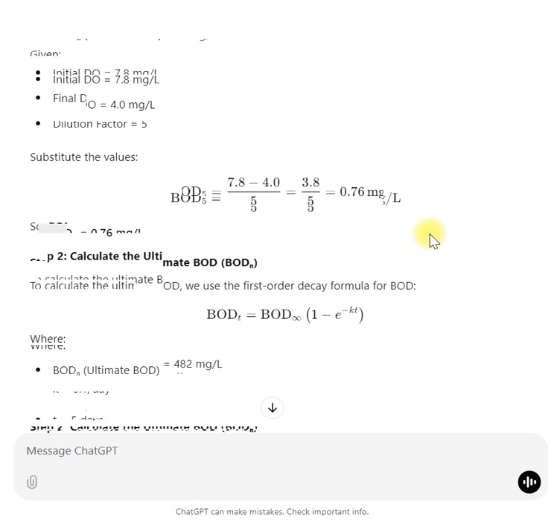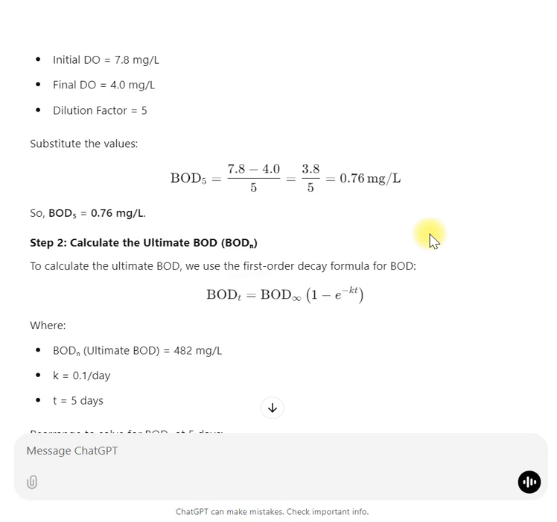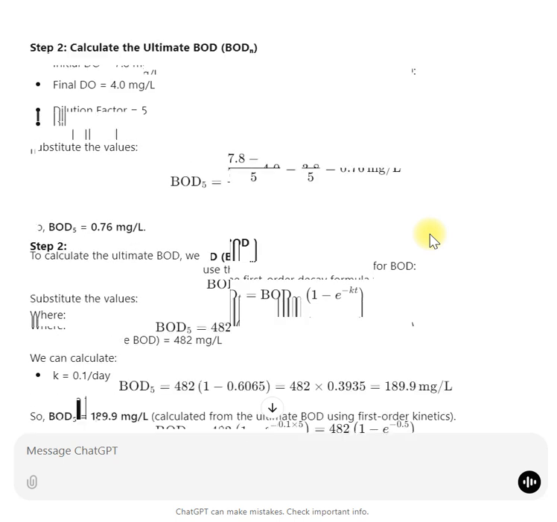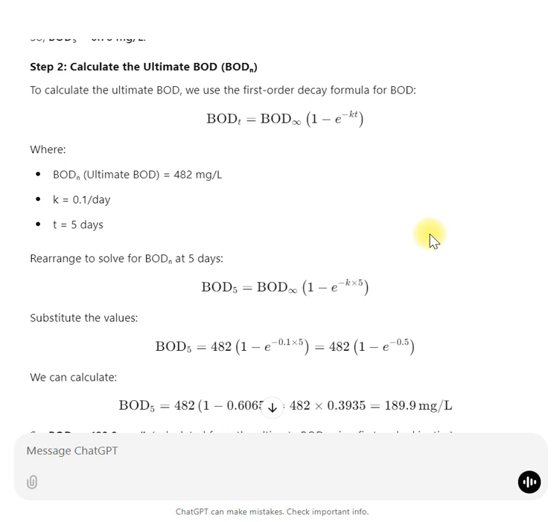So BOD through equals 0.76 milligram. Step 2: calculate the ultimate BOD. To calculate the ultimate BOD, we use the first order decay formula for BOD: BOD_t equals BOD_ultimate times (1 minus e^(-kt)), where ultimate BOD equals 482 milligrams per liter, k equals 0.1 per day, t equals 5 days.